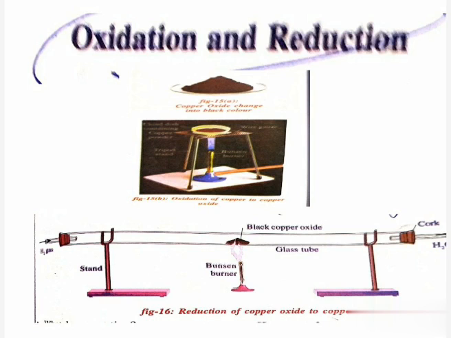H2 took oxygen, yes or no? H2 took oxygen and formed H2O. In the equation, CuO plus H2 gives Cu plus H2O. CuO loses oxygen, so Cu remains; H2 gains oxygen, so H2O forms. CuO losing oxygen is a reduction reaction, and H2 gaining oxygen is an oxidation reaction. So sometimes oxidation and reduction take place in the same reaction. Such reactions are called redox reactions or oxidation-reduction reactions.